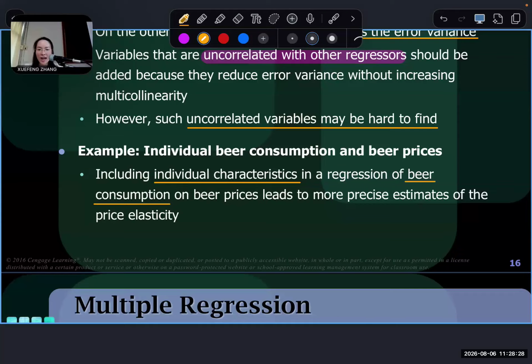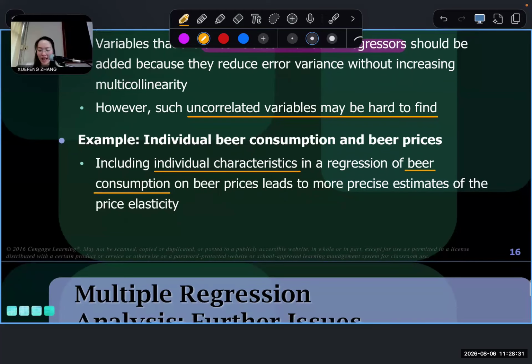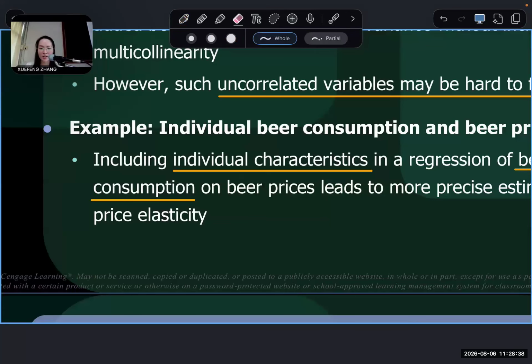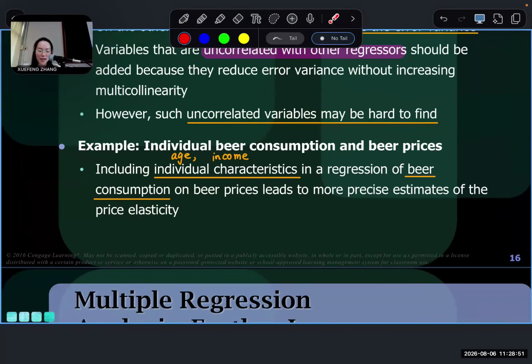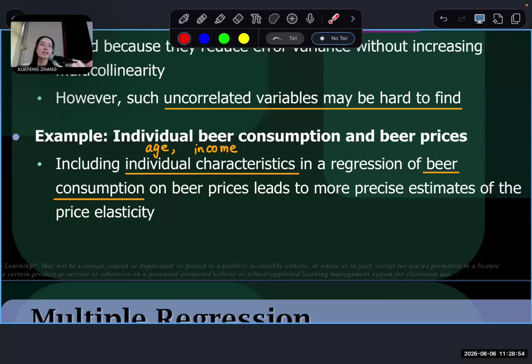Adding individual characteristics. What do we have for individual characteristics? For example, age, income. Okay, those are individual characteristics. And of course, age, income, especially age, and also gender, right? They are qualitative data. They are not numbers. They are female, male, what is your age, and age is a discrete variable.